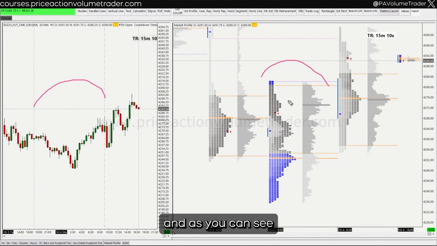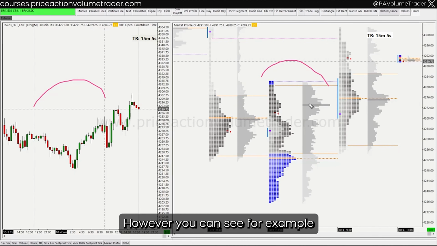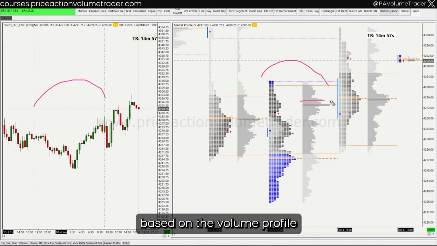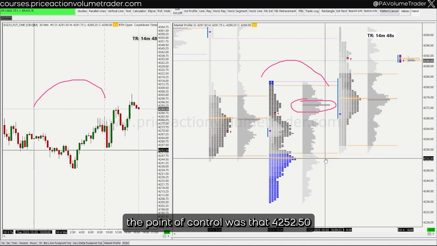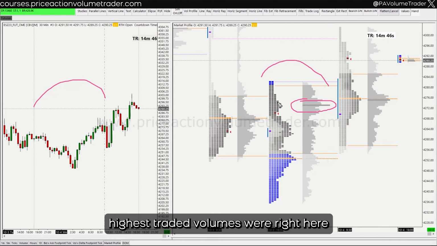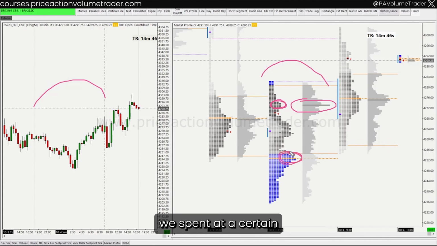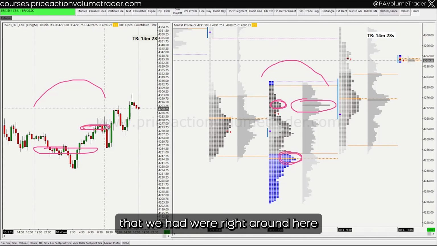And as you can see, there are some elements that are the same. However, based on the volume profile, our point of control was right here, at 42.73. But if you look at the market profile, the point of control was at 42.52.50. So that means the highest traded volumes were right here, but the longest time we spent at a certain price was down here, around this area. But the biggest traded volumes that we had were right around here, okay?